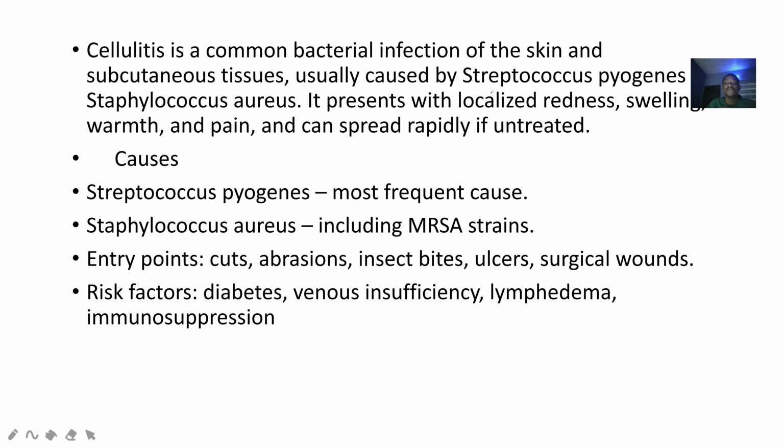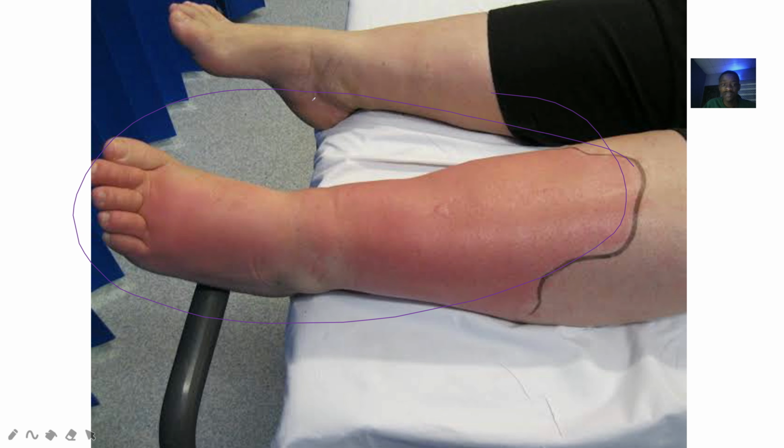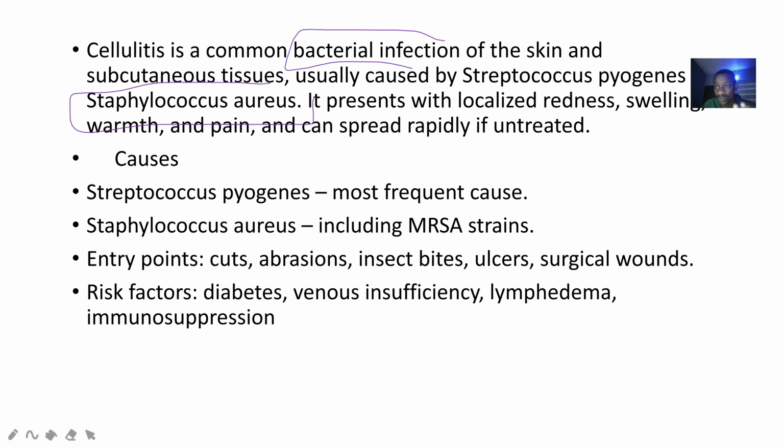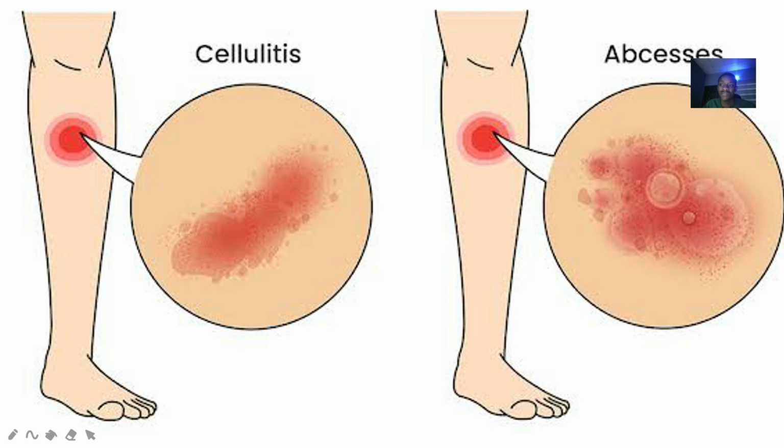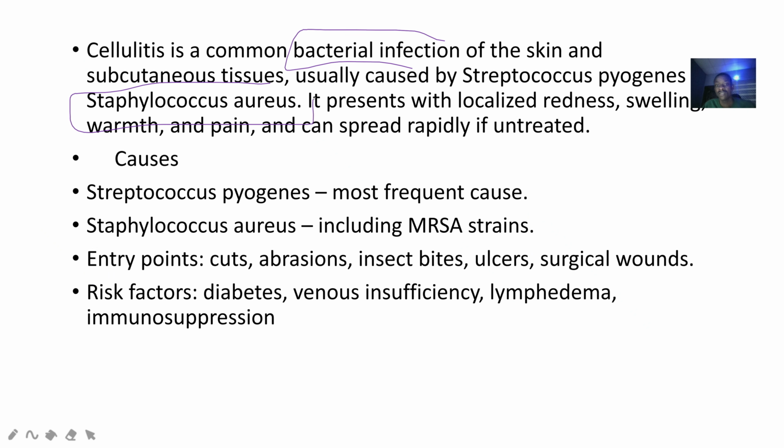It's usually from a bacterial infection, and the two common bacteria that usually cause inflammation of the skin or subcutaneous tissues are Streptococcus pyogenes and also Staphylococcus aureus. You have a lot of redness, you have a lot of warmth. Of course, if you put your hand on this place, it should be warm. And there's pain. The person will not be able to use that limb like they used before.